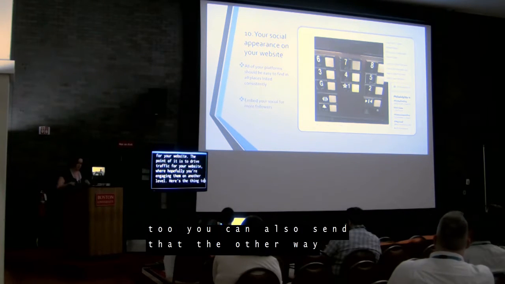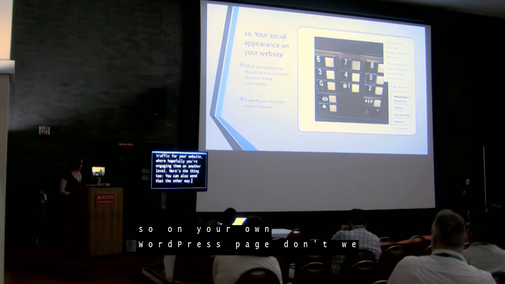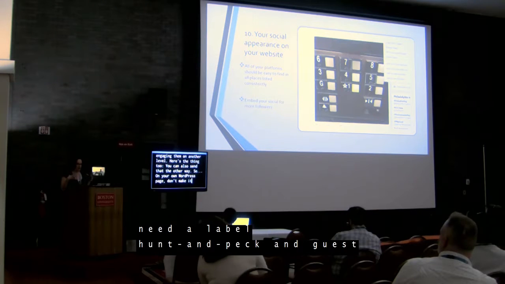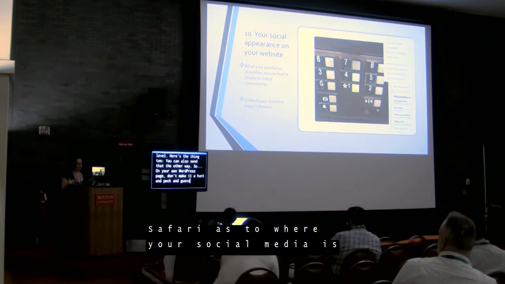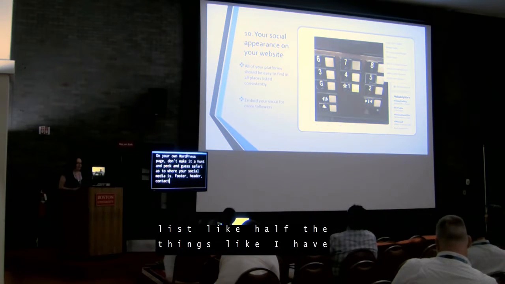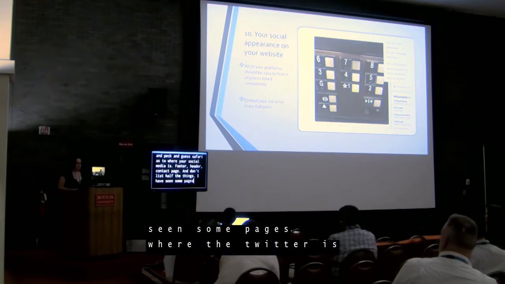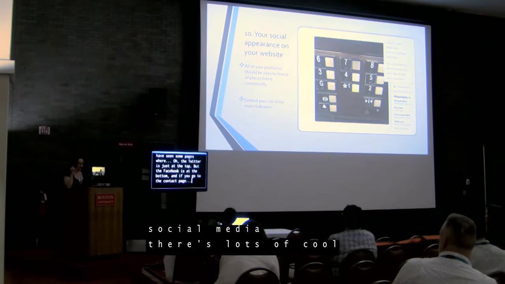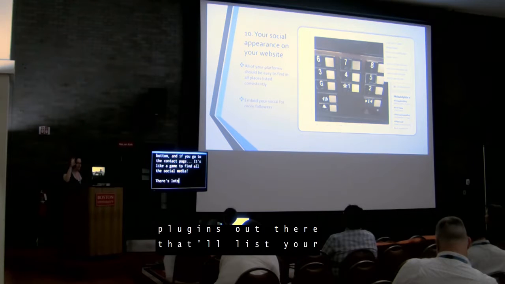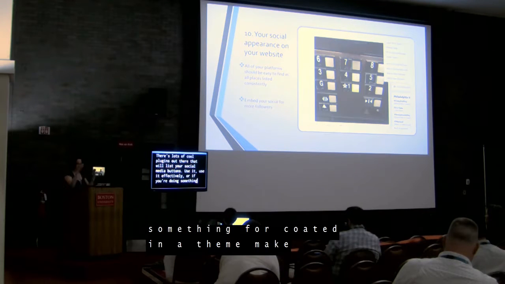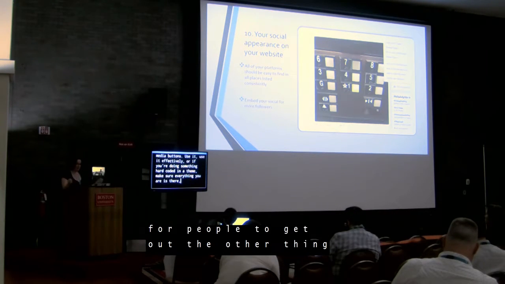Here's the thing too. You can also send that the other way. So on your own WordPress page, don't make it a hunt and peck and guess safari as to where your social media is. Footer, header, contact page. And don't list like half the things. I have seen some pages where the Twitter is just at the top, but the Facebook is at the bottom. And if you go to the contact page, it is like a game to find all the social media. There's lots of cool plugins out there that'll list your social media buttons. Use it effectively, or if you're doing something hard-coded in a theme, make sure everything you are is there, easy for people to get at.